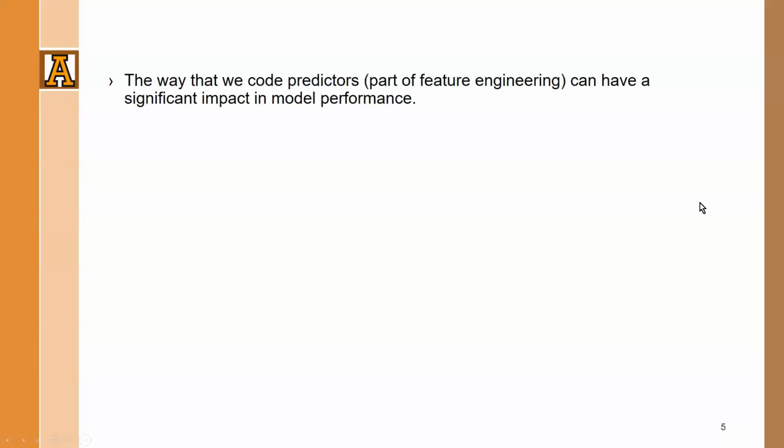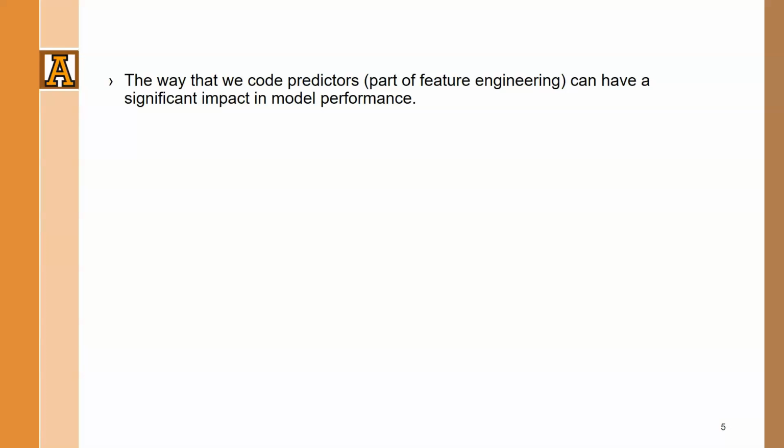And another thing that sometimes is very important is the way we code predictors. That is part of what's called feature engineering. So coding of predictors can have a significant effect. Most of the algorithms that we have now available do not require a very careful job in coding.